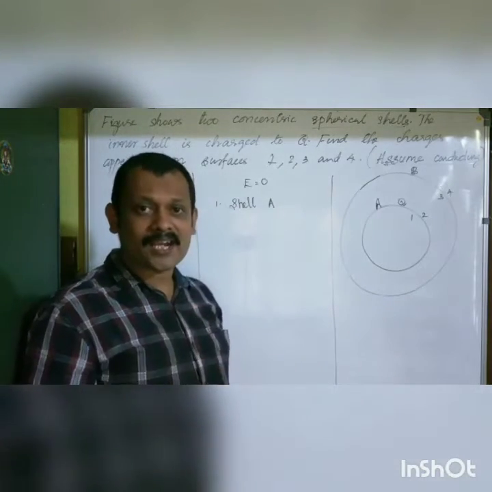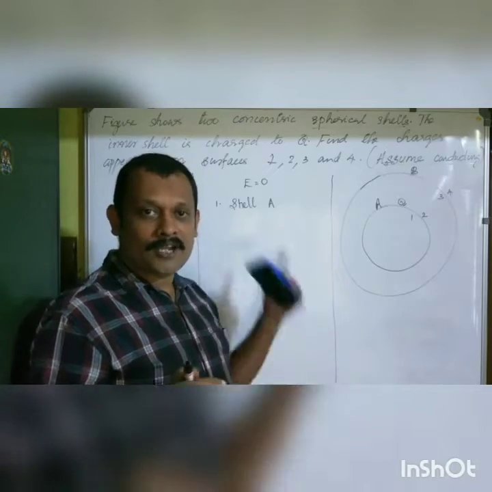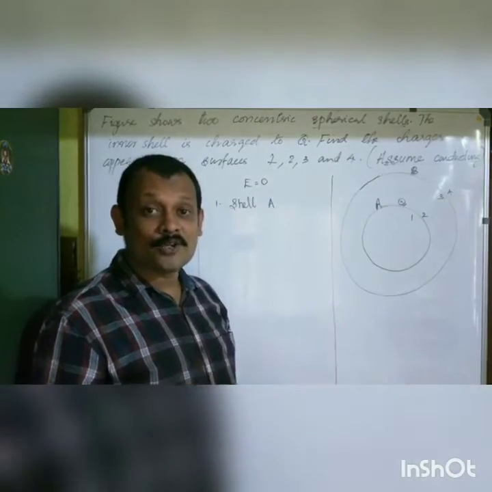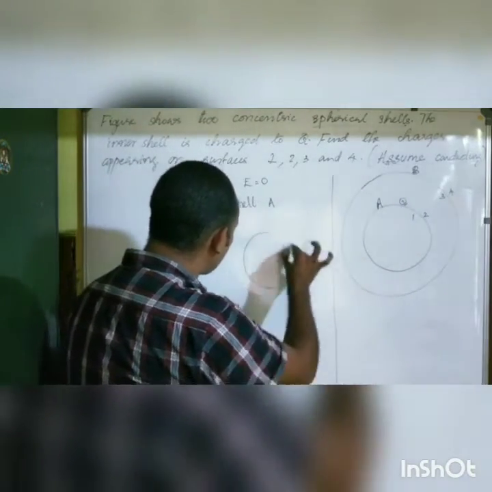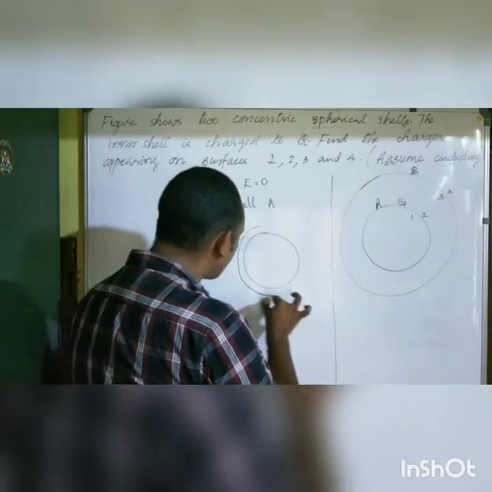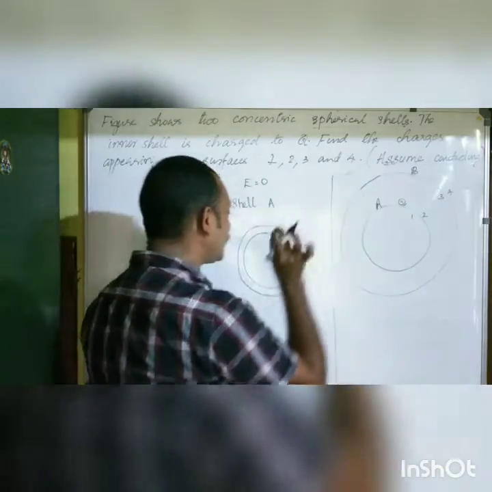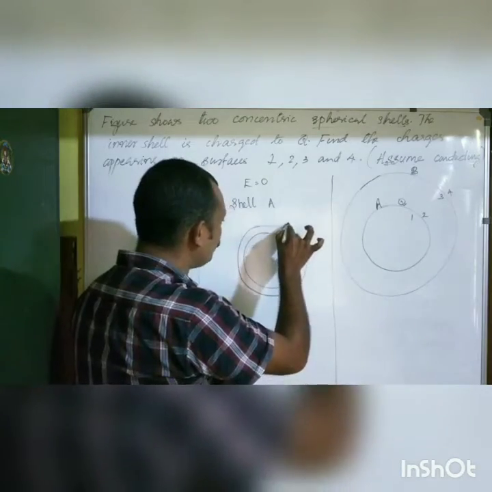So to tackle this kind of problem, you only need to look at two steps. One is to apply Gauss's law, and the second is to use the conservation of charge. I'm going to draw shell A. As it has two surfaces, I will differentiate them by considering some thickness.